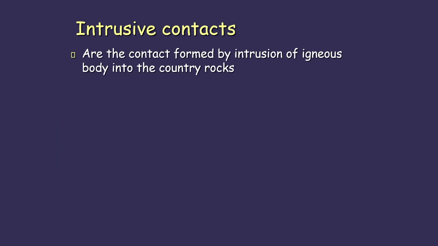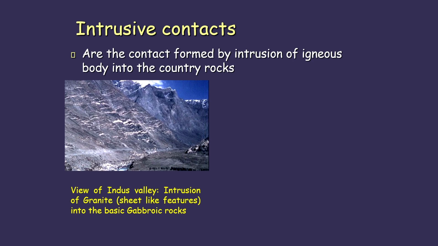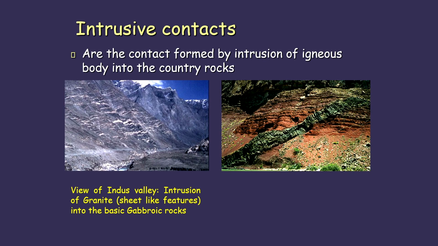So intrusive contacts, usually we call that the contact structures, which has been seen here. That is like a very old feature which continued to get the ongoing deformation during the collision zone and all that. This is from the Indus Valley, intrusion of granite sheet-like features you are having, and then you are having the gabbroic rocks here.